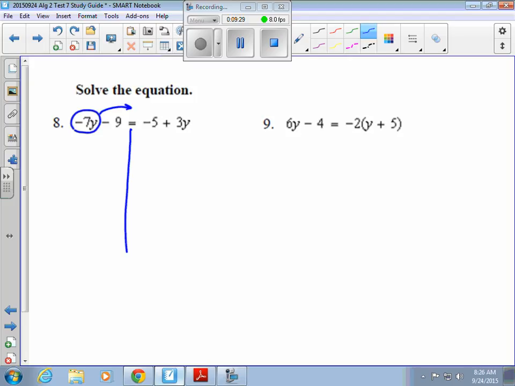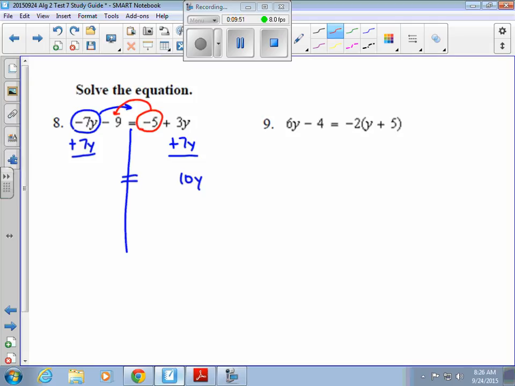It says negative 7y, or minus 7y. So to undo that, add 7y. If you add it there, add it to the like term here, 3y, which gives you 10y. While we're at it, instead of wasting a whole other step, while we brought the variables over to the left, let's bring the constant term over to the left.